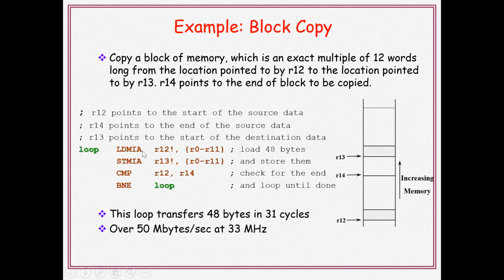Load IA R12 with the hash symbol, from R0 to R11. So load 48 bytes and store them into the destination, then check for the end. If it has not happened, continue looping until the transfer completes. This loop transfers 48 bytes in 31 cycles. That is over 50 megabytes per second at 33 megahertz frequency.